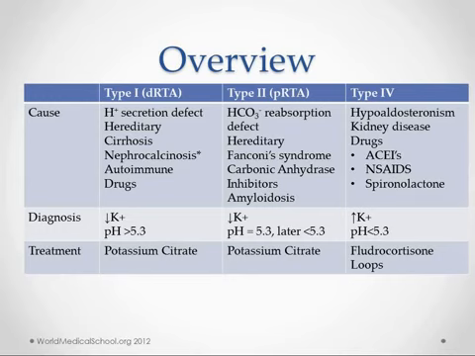Remember, on diagnosis, hypokalemia means type 1 or 2, and then once you get from there, a higher pH in a hypokalemic acidotic patient is going to be suggestive of type 1. Treat it with potassium citrate if it's type 1 or type 2, and fludrocortisone and loop diuretics if it's type 4.